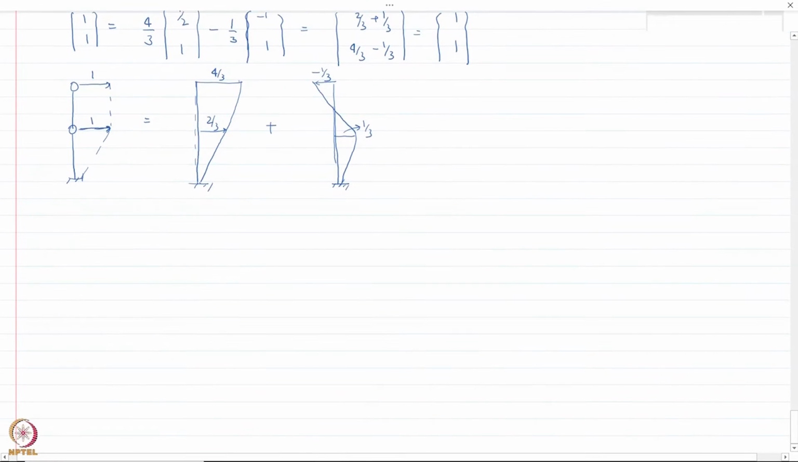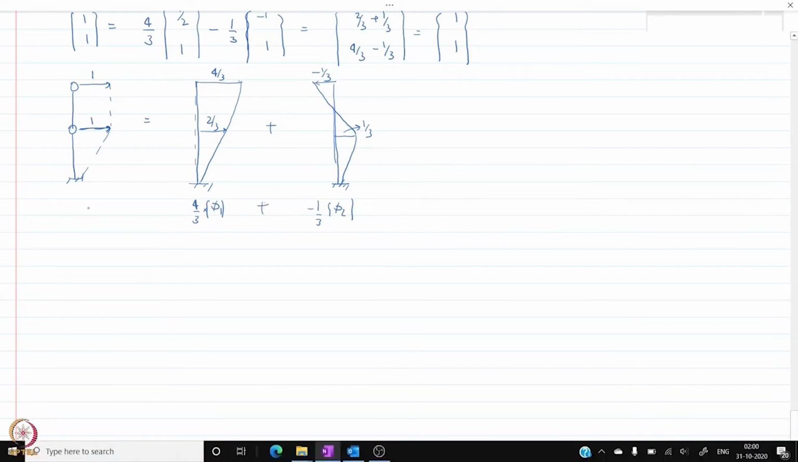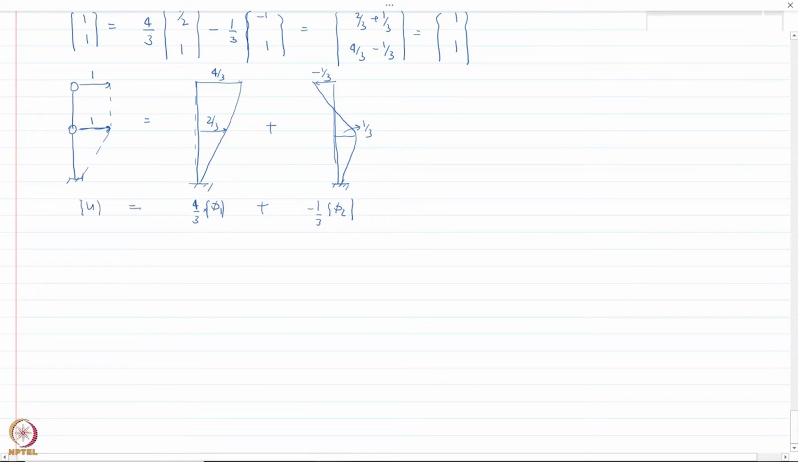So this is nothing but 4 by 3 times phi 1 here, and this is minus 1 by 3 phi 2. So the total response, which is basically u, is represented like this. You can see that through the modal expansion, at any time instant, whatever the displacement is can be expanded in terms of the contribution of the first mode and the second mode and so on. If it has n modes, then there would be n such mode shapes.